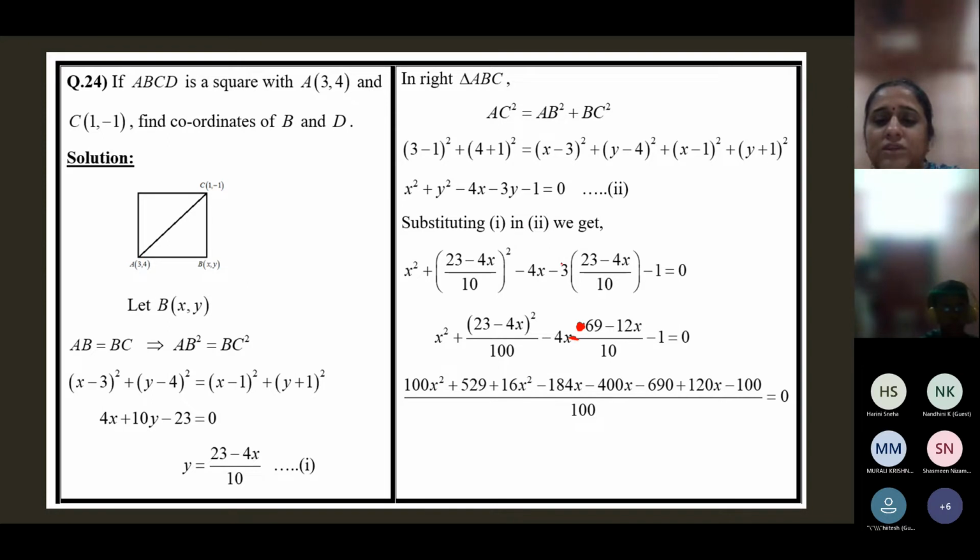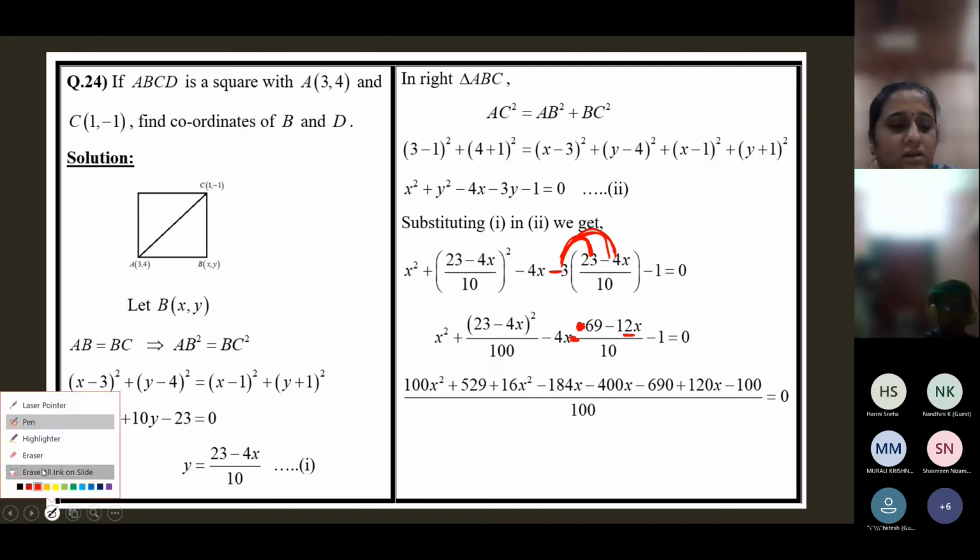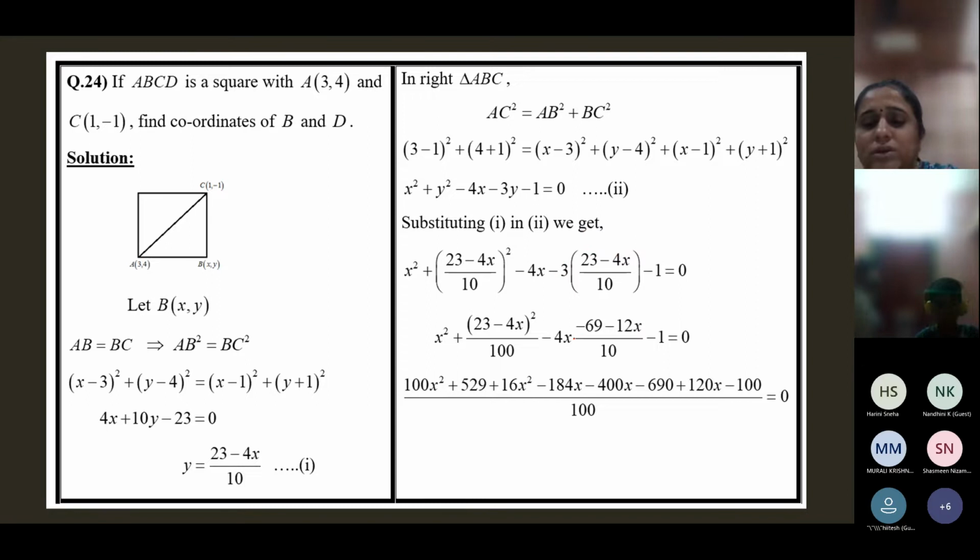And then 3 into 23 is 69. And 3 into minus 4x is minus 12x. I have not multiplied the minus sign inside. That minus is outside here. I have multiplied only 3 with the terms inside the bracket. That connecting sign minus is there only outside. So by mistake I put it in the numerator. It should come here. Minus 69 minus 12x by 10.